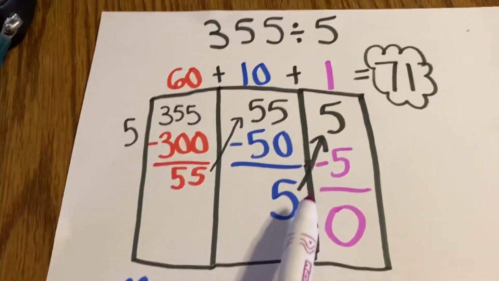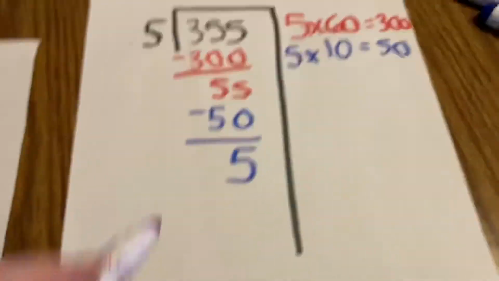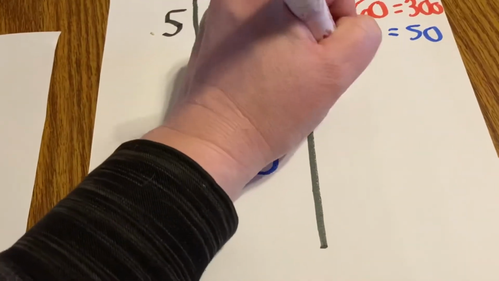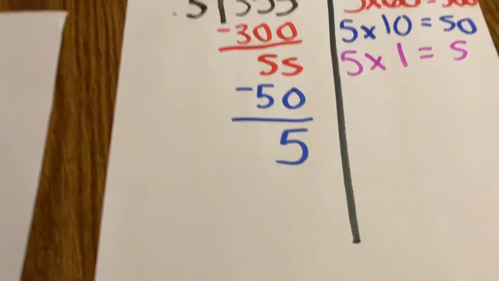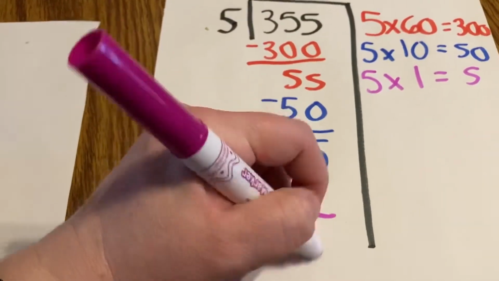And then last but not least, I knew that 5 times 1 equals 5, which completed my area model. So I'm going to do the same thing with my partial products and pull that out as well. 5 times 1 equals 5, and 5 minus 5 is 0. So I'll pull that out. 5 times 1 equals 5. 5 minus 5 equals 0.